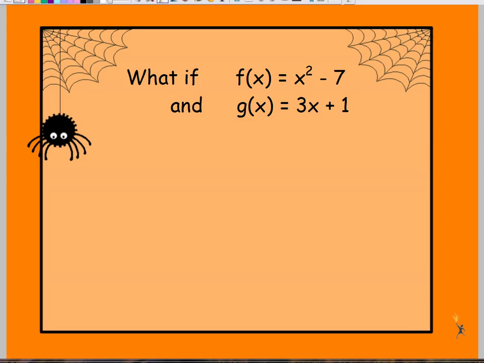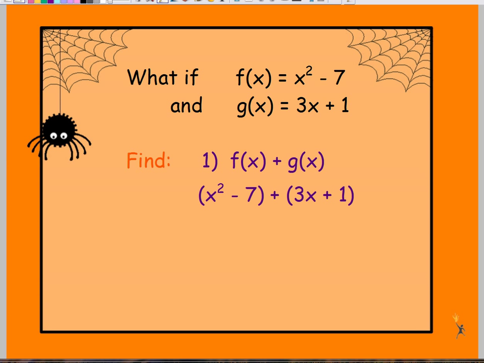So let's have two different functions now. Let's say now f of x is x squared minus 7 and g of x is 3x plus 1. So if I have to add those functions together, remember we're simply adding the two functions, combining like terms, and I would get x squared plus 3x minus 6.